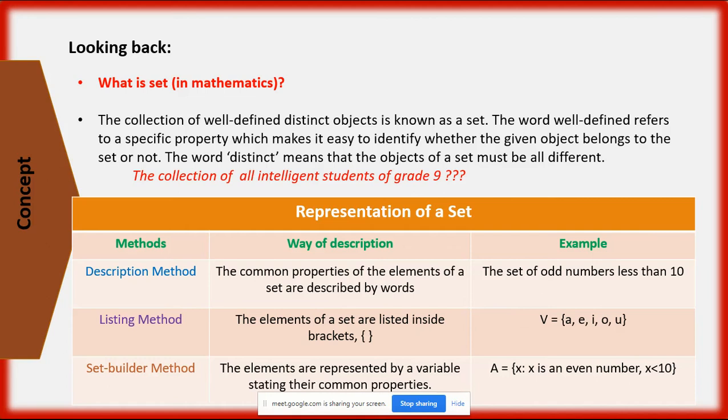Yes, if you mention in that way, then it will be easier and it will be interacting as well. Yes, good. So the collection of well-defined distinct objects is known as set, that we have already discussed. Then the word well-defined is a specific property, and distinct means they are different. You have to think in that way. Then if we mention the collection of all intelligent students of grade 9, is that a set? Can you write in chat box, is the collection of all intelligent students of grade 9 a set?